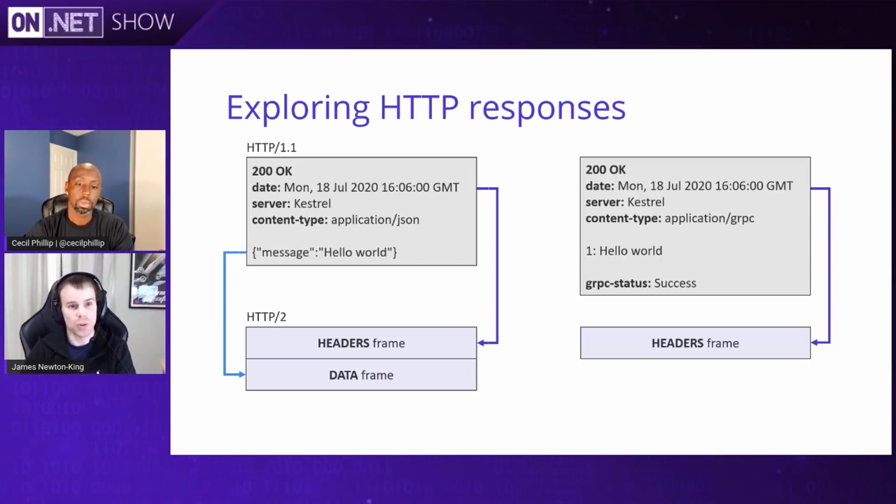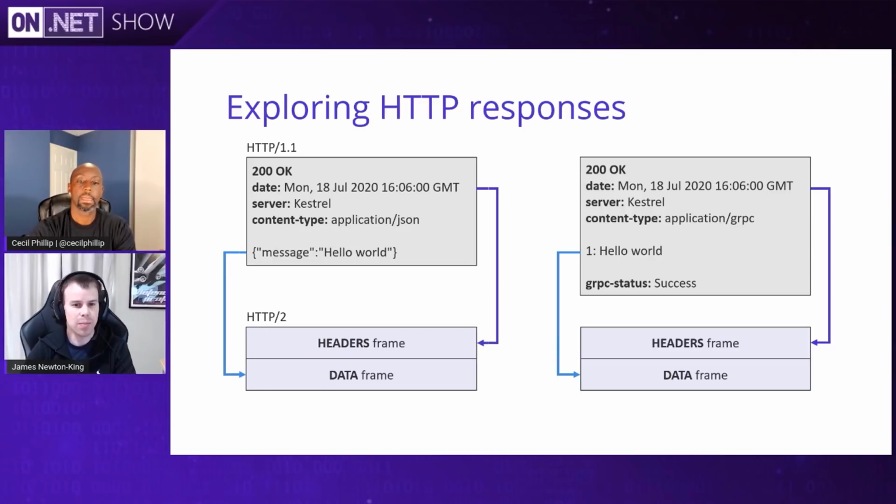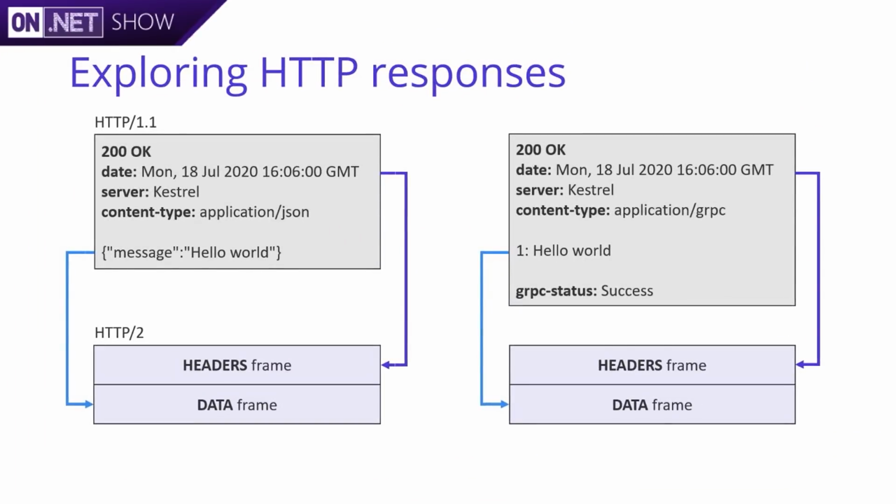Again, those go into a headers frame. We've got our protobuf message. In this case, it's again hello world. Protobuf is typically binary. In this case, I've represented it in text just so we can read it. Again, that goes into a data frame. But now we've got this extra frame. What is this gRPC status that comes at the end?